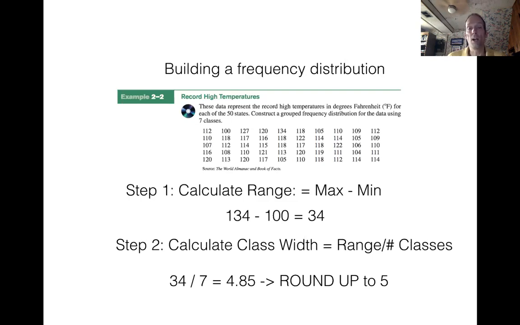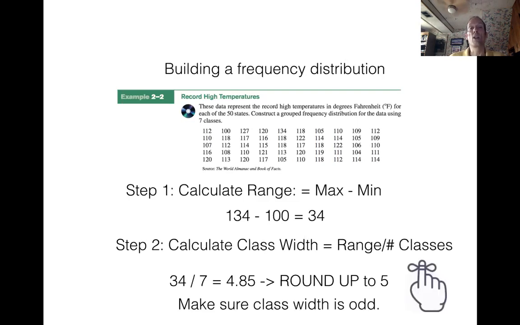Now, always round up. There's a reason why we're always rounding up, never down. Even if you ended up with a class width of 4.001, still round it up to a 5. Something else you need to remember is to make sure that your class width ends in an odd number. So if your calculation came out to be 3.1, you rounded that to 4, round that up again to a 5. The reason for that has to do with something that we're going to see happen later on when we do the frequency distribution chart.